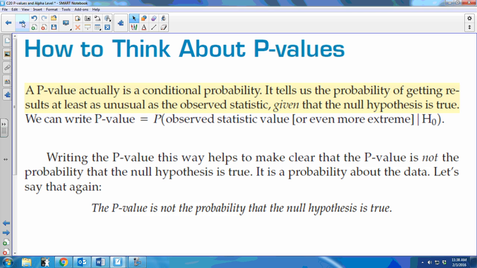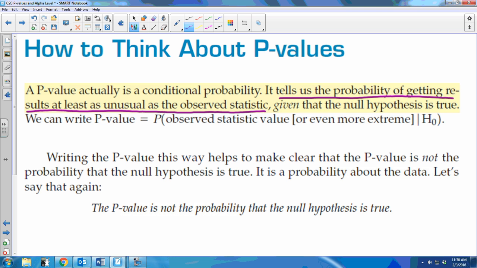We talked about this in chapter 20. We'll talk about it again. It tells you the probability of getting results at least as unusual as the observed statistic, given that the null hypothesis is true. During a hypothesis test, you're assuming the null hypothesis is true the entire time. That is why you use that value for every single condition and anything you have to calculate, except for in the z-score. So everything else is based on that null p, so we're assuming the null hypothesis is true.